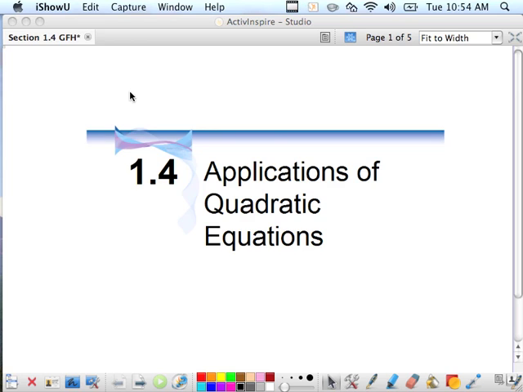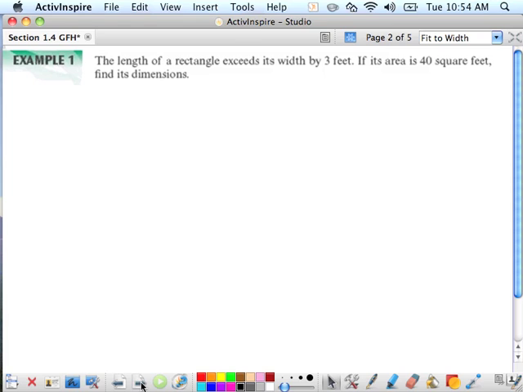Let's look at applications of quadratic equations. The first example we want to look at says that the length of a rectangle exceeds its width by 3 feet. If its area is 40 square feet, find the dimensions of the rectangle.